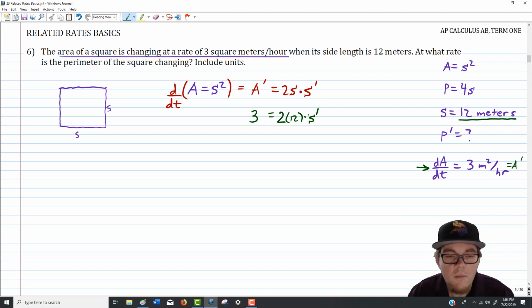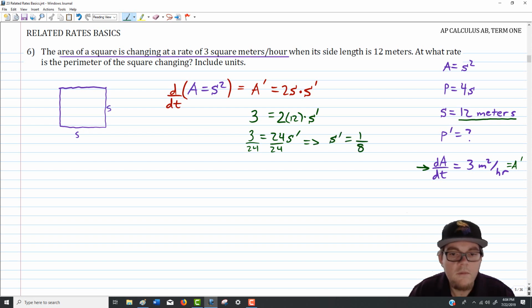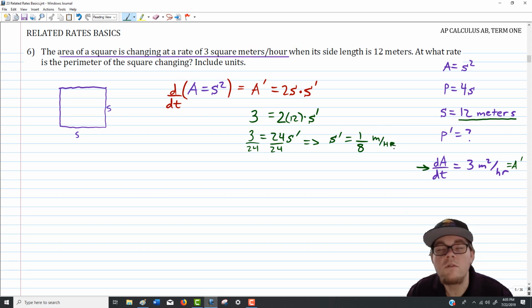Again, maybe we're doing something wrong, but I think we're in good shape. This tells us that 3 equals 24 s prime. And doing a quick division on both sides, we're going to find out that s prime is equal to 1/8. And if you're looking for units, it would be meters per hour, but not essential just yet, so hang around for just a bit. So there is s prime.